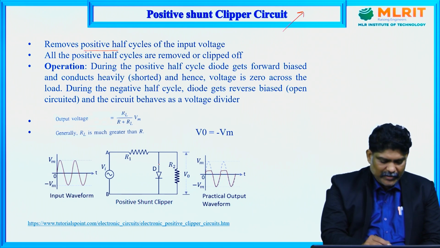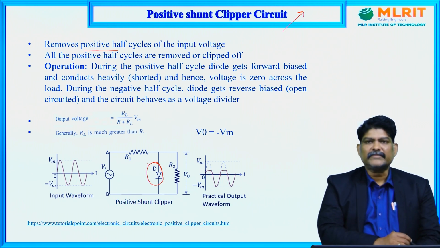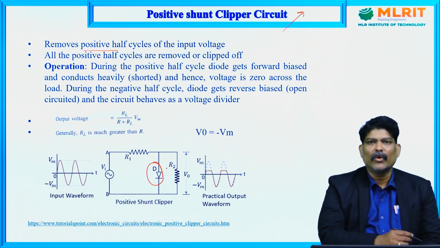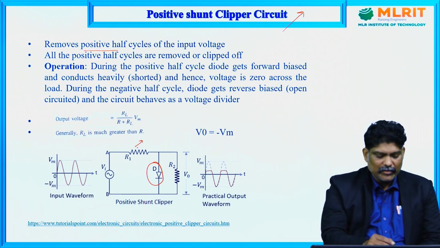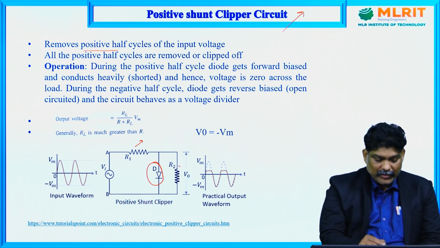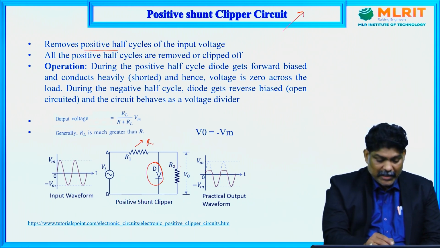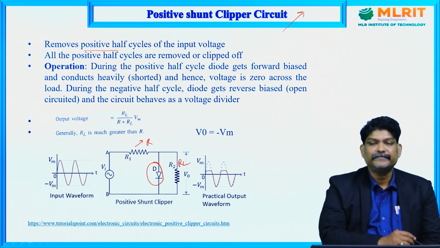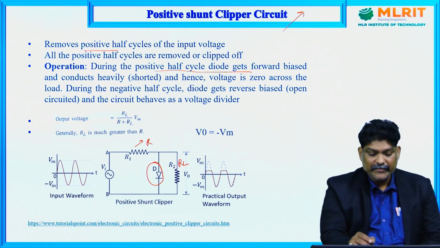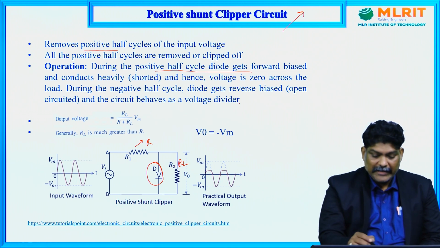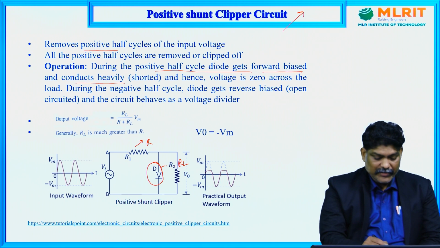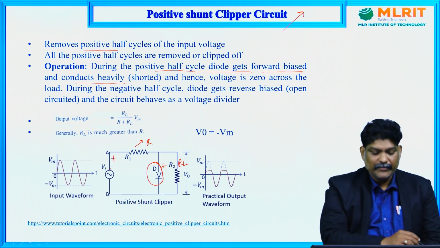If you observe here, this is your diode, which is connected in shunt, or across, in parallel to the load. Here we have two resistors, R1 and R2, or you can say this is R and this is RL. Okay, so what happens during the positive half cycle? The diode gets forward biased. Positive is connected to positive.